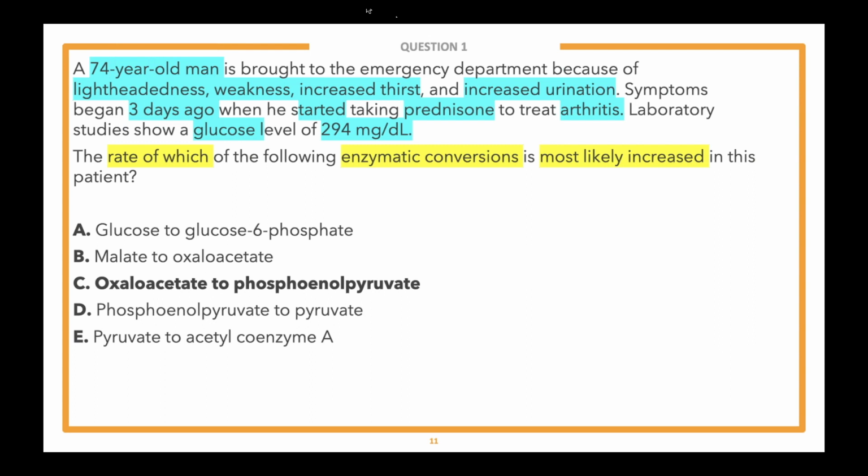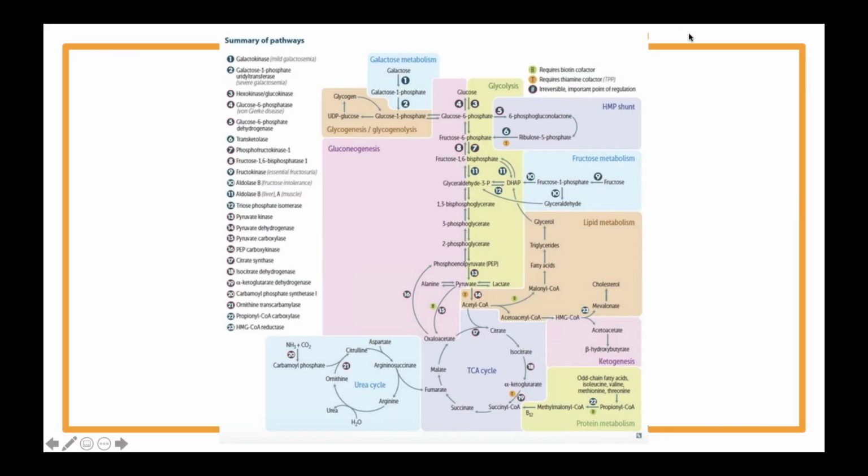PEP carboxykinase is an enzyme that converts oxaloacetate to PEP, or phosphoenol pyruvate, okay? On the next slide, Sean has pulled up a figure from First Aid that's the summary of the biochemical pathways. If you take a look at number 16 there, going from oxaloacetate to phosphoenol pyruvate, you can see that this enzymatic step is in the light pink box of gluconeogenesis, okay? So this is a gluconeogenic reaction. Glucocorticoids would promote this step. They promote gluconeogenesis, and as a result, you get increased blood sugar like our patient, okay?